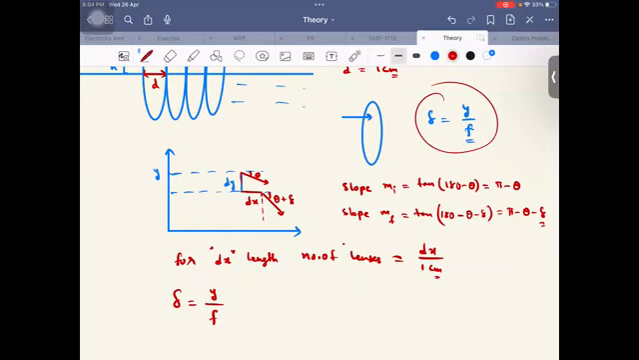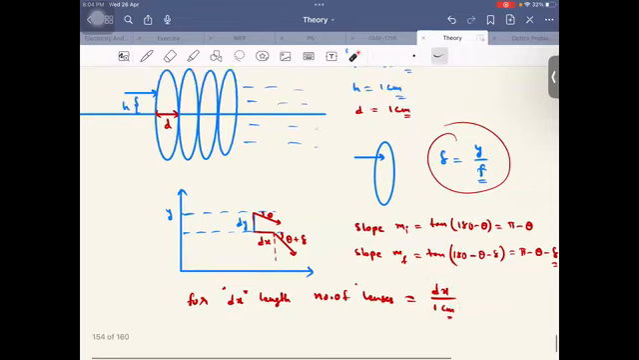Sir, can you please repeat after the calculation of slope? After calculation of slope, see, imagine for dx length, how many lenses are there that I'm going to find here? Like 1 centimeter, one lens will be there. So basically in dx length, how many lenses will be there?